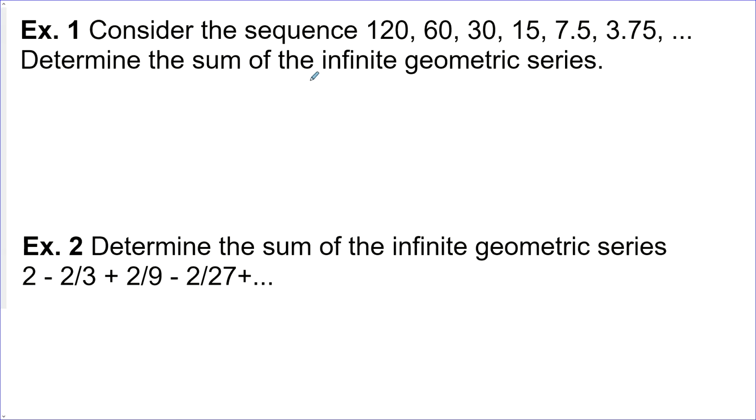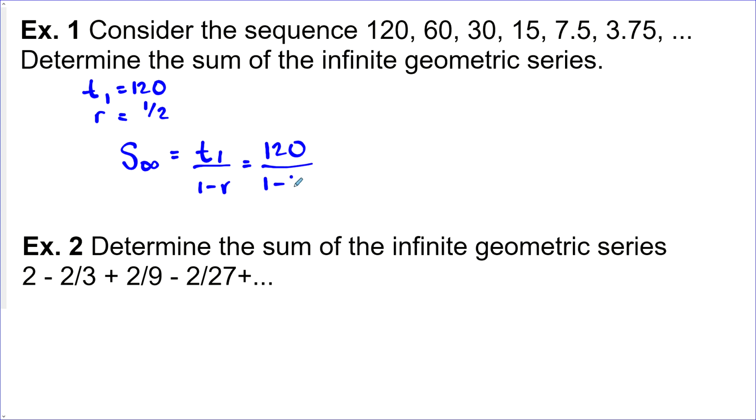Let's see how that works with these examples. So we've got this sequence here. We want to determine the infinite sum. So our first term here is 120. Our ratio is 1/2. So that's good because it's in between 0 and 1. So we can do our infinite sum, and that will equal T1 over 1 minus r. So our first term is 120. 1 minus 1/2, that's 120 over 1/2, which is the same as 120 times 2, so that infinite sum is 240.